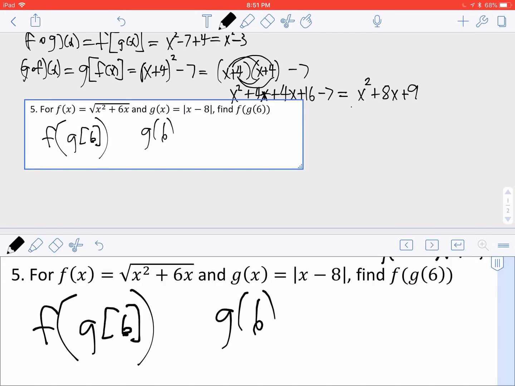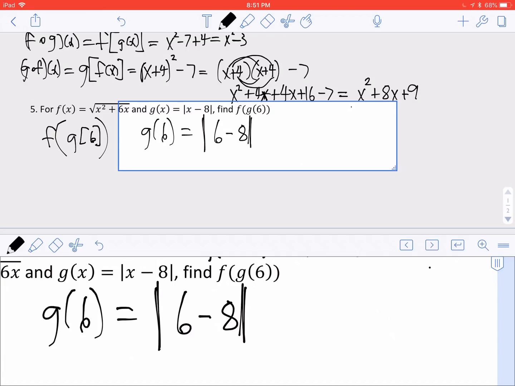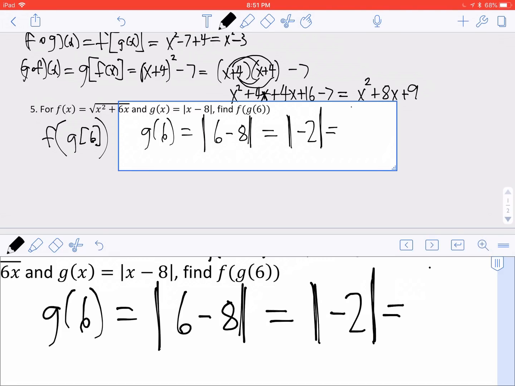So g of 6 equals the absolute value of 6 minus 8, which gives me the absolute value of negative 2. And if you forgot what absolute value is, the most formal definition is that the absolute value of a number is the number of spaces from 0. When we talk about the number of spaces, that always has to be positive. So the absolute value of a negative is always a positive, and the absolute value of a positive is also positive. So the absolute value of negative 2 is 2.